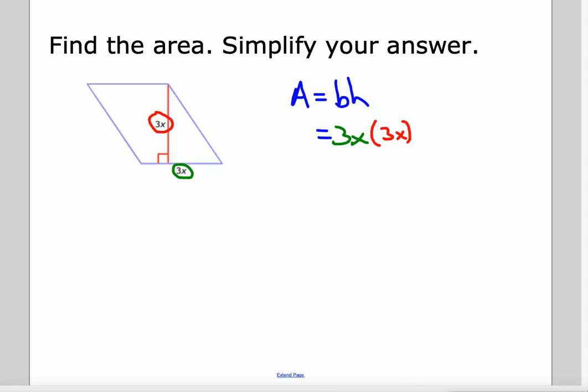And then we're going to multiply these two expressions by each other. So just like we did before, we can multiply the 3 by the 3, that gives us 9, and then the x times the x, which is x squared. So 3x times 3x is 9x squared, which is the area of this parallelogram.